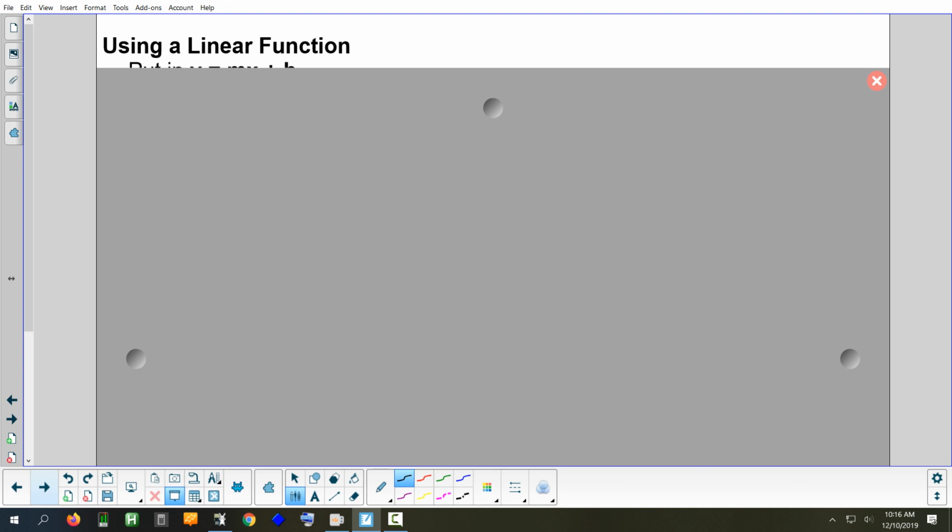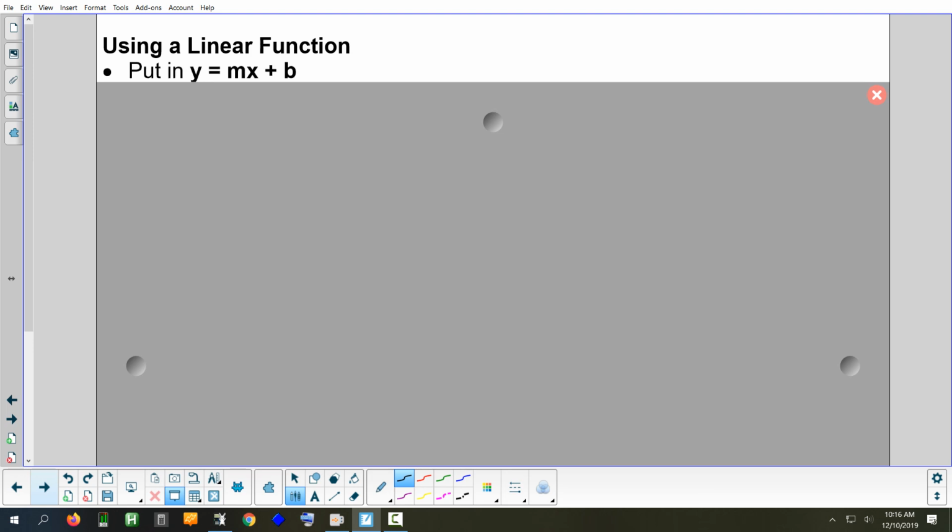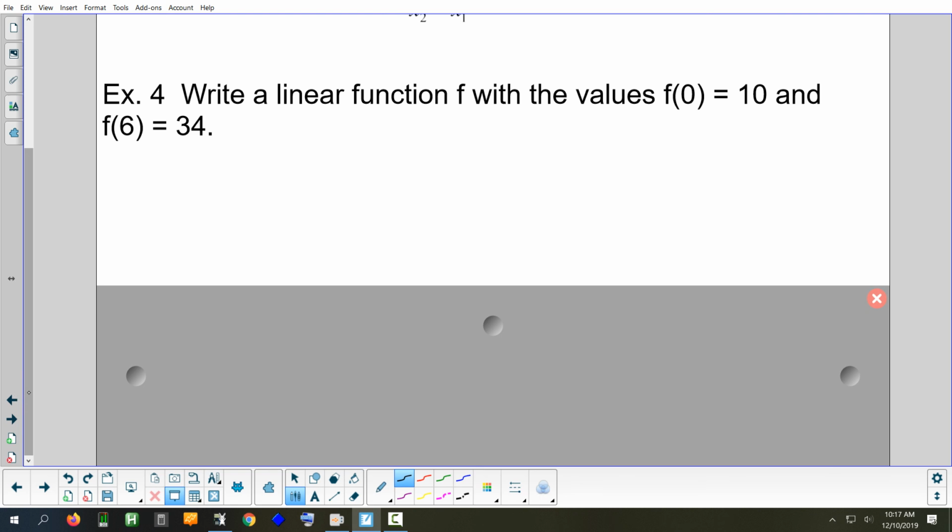Okay, so the last type. And the last type is really just like the type we just did. It's really the same thing. All right, so the directions, your first bullet says put in. It's the same directions we've done for every problem. Put in y equals mx plus b. Now, let me just show you what the problem is going to look like. This is what the problem is going to look like. Okay? We're not going to do it yet because I got to finish giving you the directions.